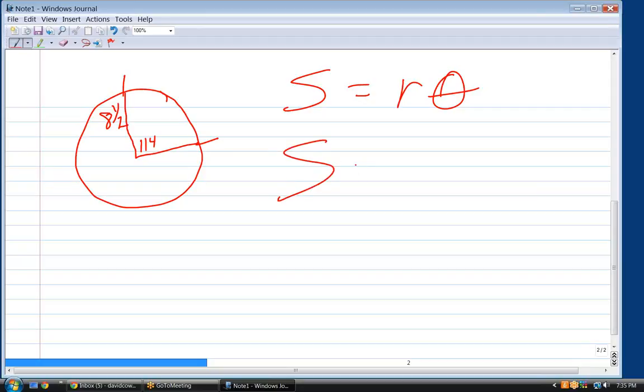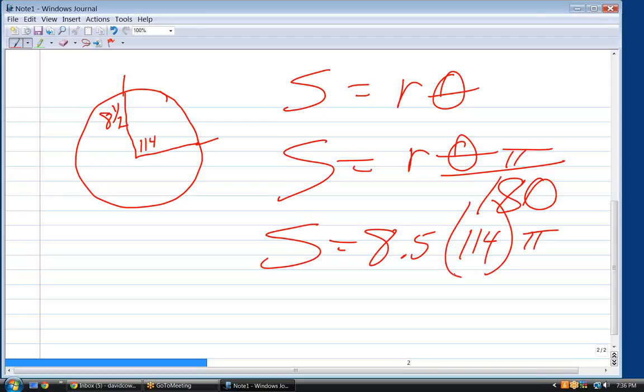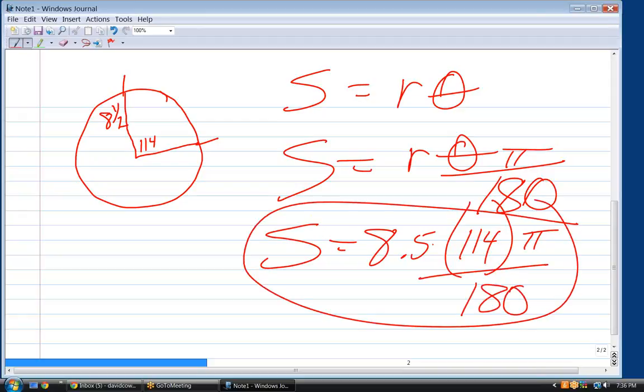If it's in degrees, then it's r theta times pi over 180. Let's see if that would be right. If this was 360, that would be the whole circle, whose circumference would be 2 pi r, and that's what I would get. So those are your two formulas, depending on whether you're in degrees or radians. So this becomes relatively easy. It's S equals 8.5 times 114 times pi over 180. That's the arc length.